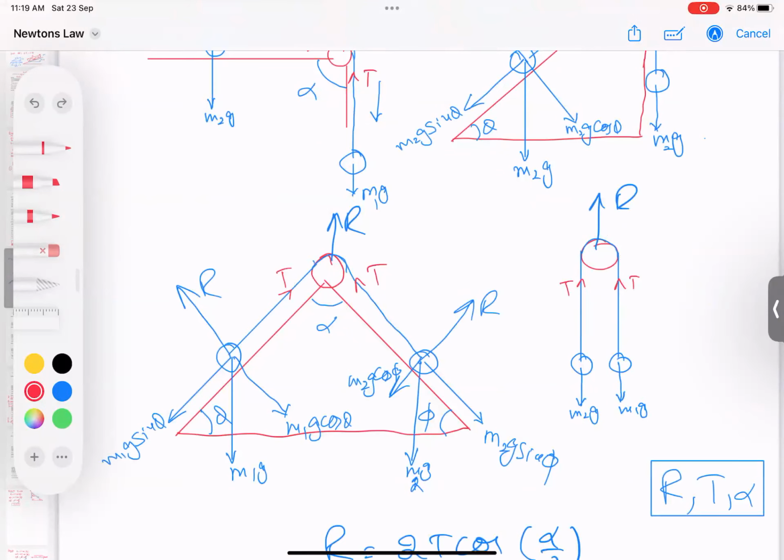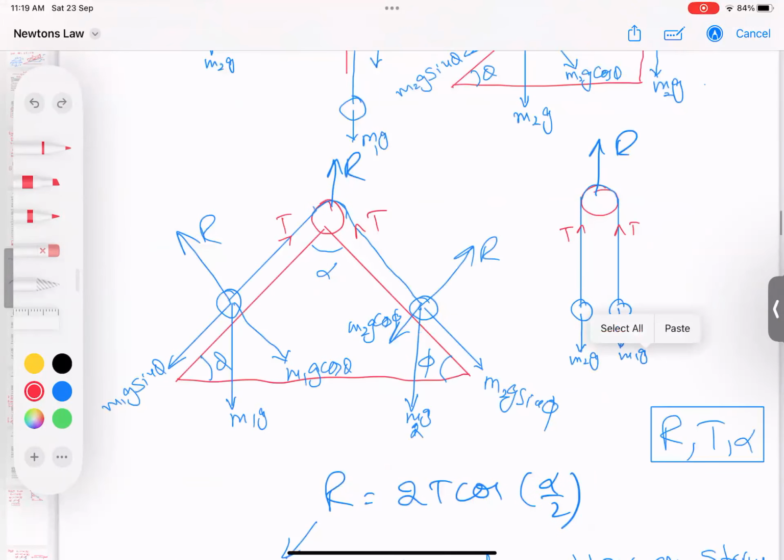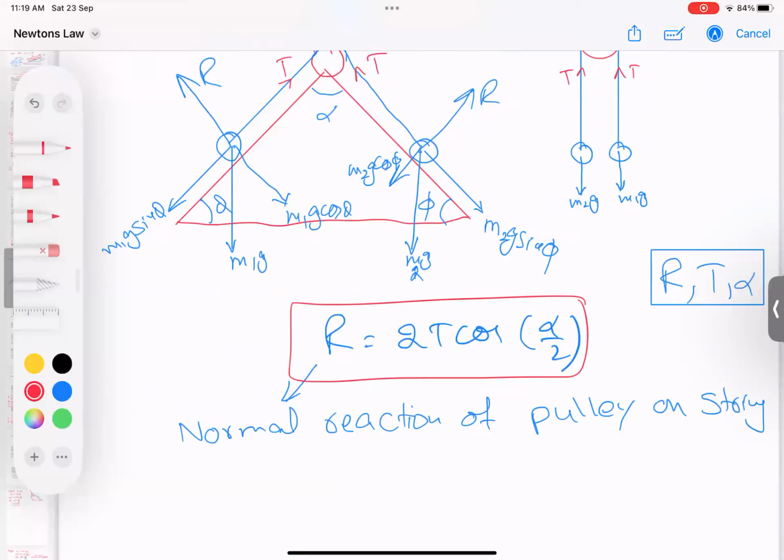And second, this R is a push, the force exerted by the pulley on the string. Same here, R, the pulley is pushing upwards on the string. Same here, R. So the formula, basically we have this: R is equal to 2T cos alpha by 2. So there are three variables, R, T, alpha, in this formula. Any two given, the third we can find.